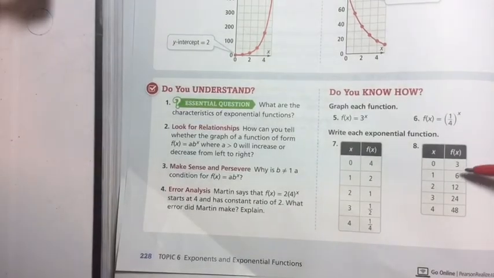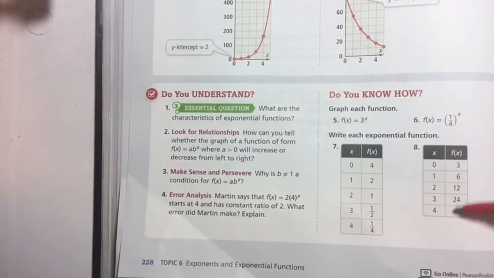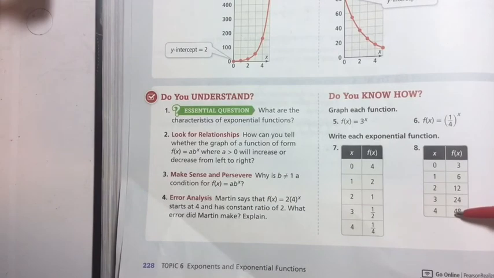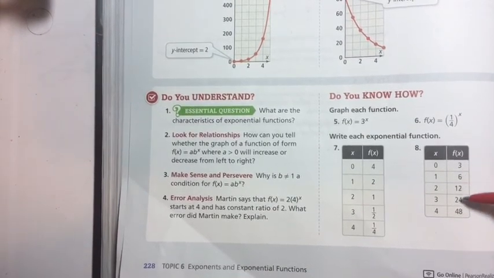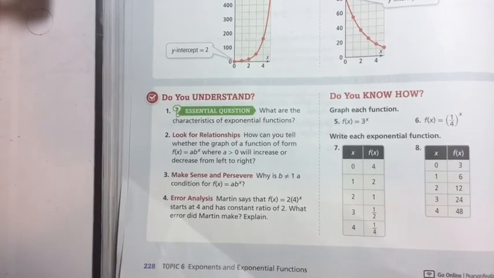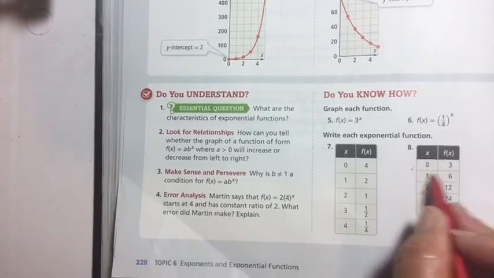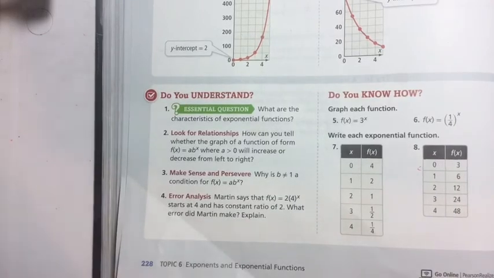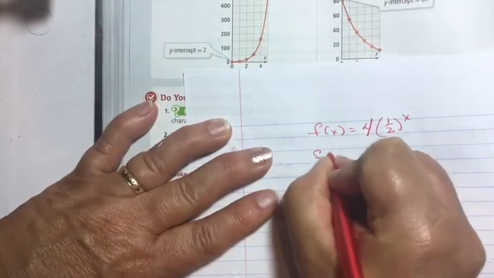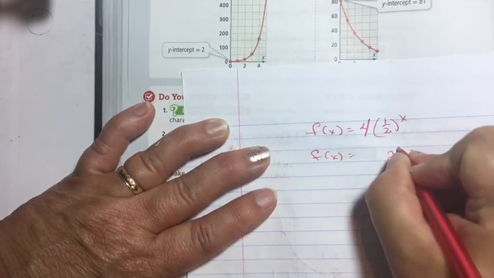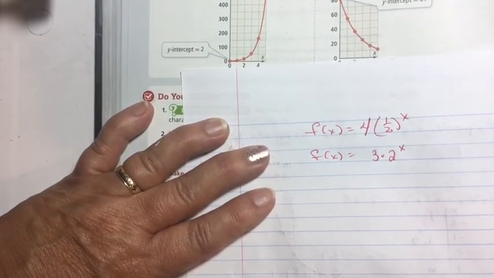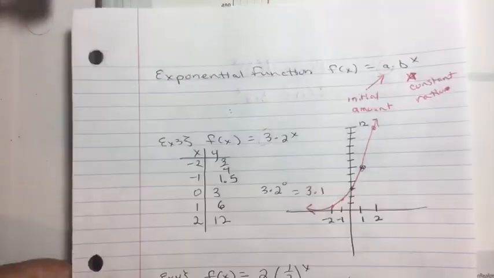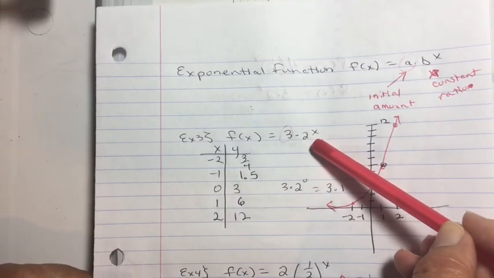Okay. Look at this one. Is it a growth or is it a decay? Hopefully you said it's a growth. It's doubling. Every time it's doubling. So that would be a 2 to the x power with an initial value of 3. So that function would be the growth of 2 to the x times the initial value of 3. We did it. We already graphed that one.